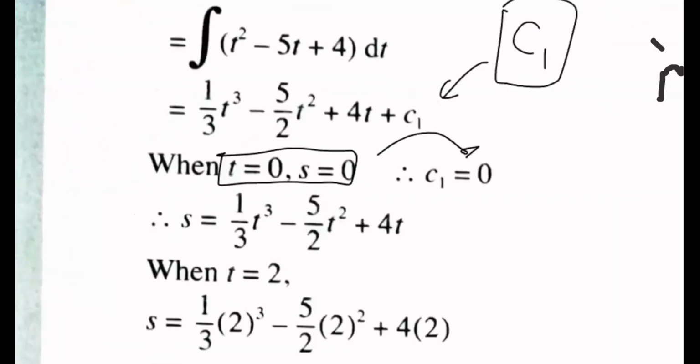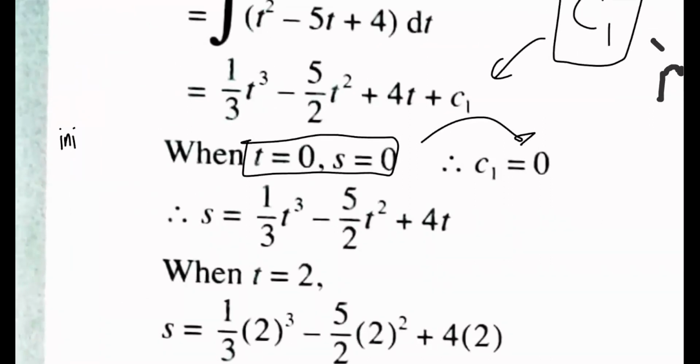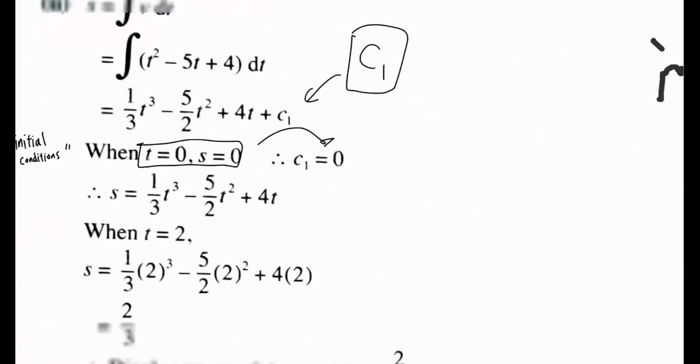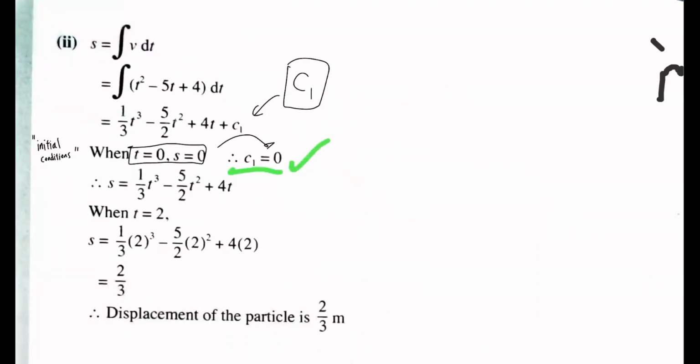Oh, by the way, in the future, if you do engineering, they will call it the initial conditions. Okay, initial conditions, t equal to 0, s equal to 0. And from there, you can solve for the constant. It's just an English phrase, doesn't really matter. You know the procedure already. C equal to 0, good.